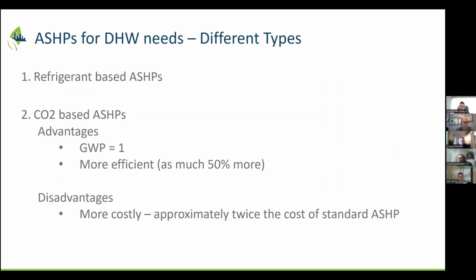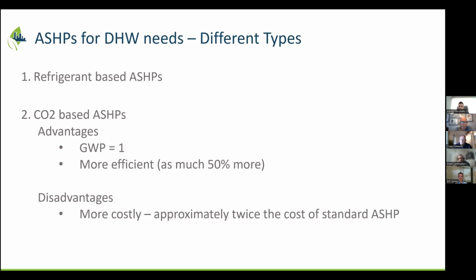Talking a little bit about the different types that are out in the marketplace. There are refrigerant-based air source heat pumps, and there are CO2 based ones as well. And a question for you, Ed, on this one is maybe you can expand a little bit on what kind of refrigerants you're seeing more of, serving domestic hot water needs. Yeah, refrigerant is a pretty hot topic right now because the changes are coming to the types of refrigerant that are used in these machines.